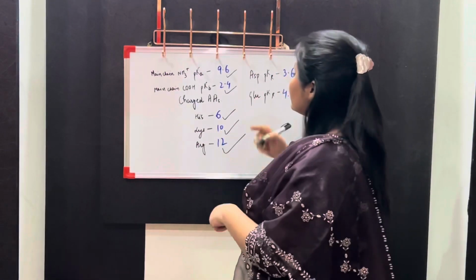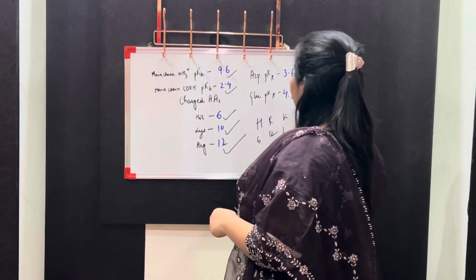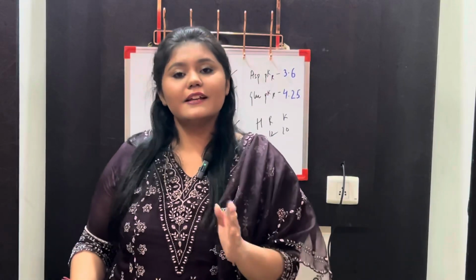You can just learn it like this, that HRK is 6, 12, 10. Just say it 5 times, you will be able to learn it. HRK 6, 12, 10.